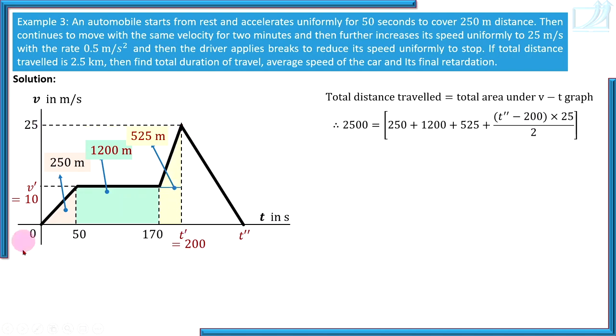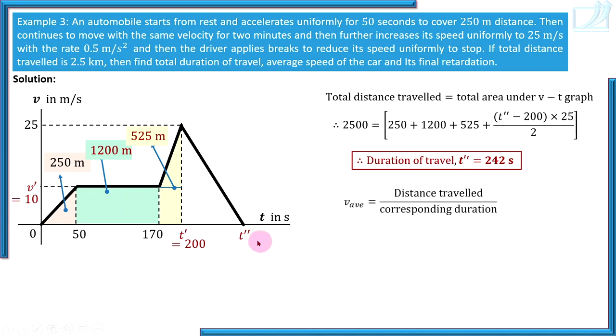this triangle is 25. Height means velocity in this diagram. So base into height by 2 because it is a triangular portion. So in this equation there is only one unknown, T double dash. So you will get total duration of travel 242 seconds. So T double dash is 242 seconds.